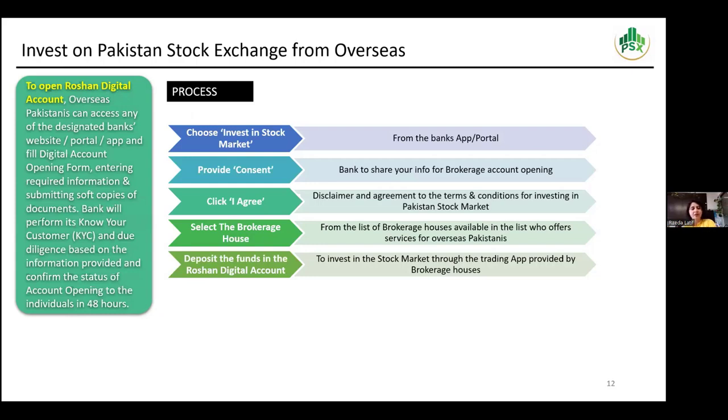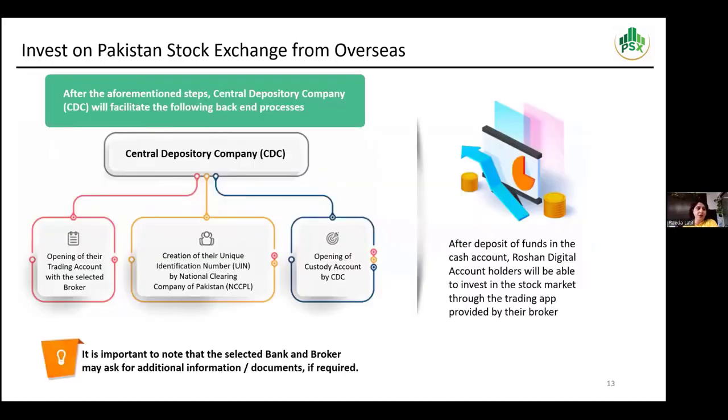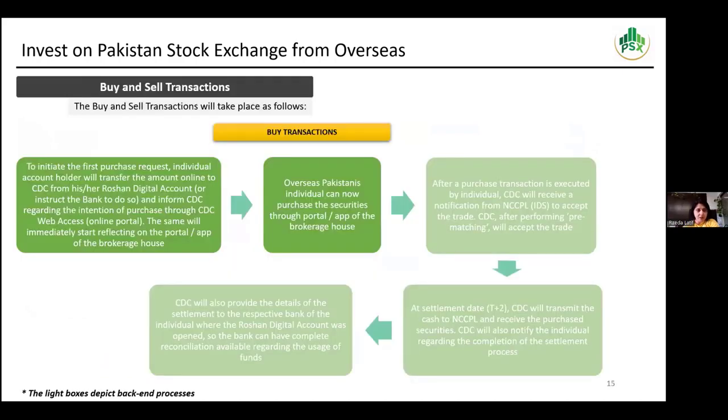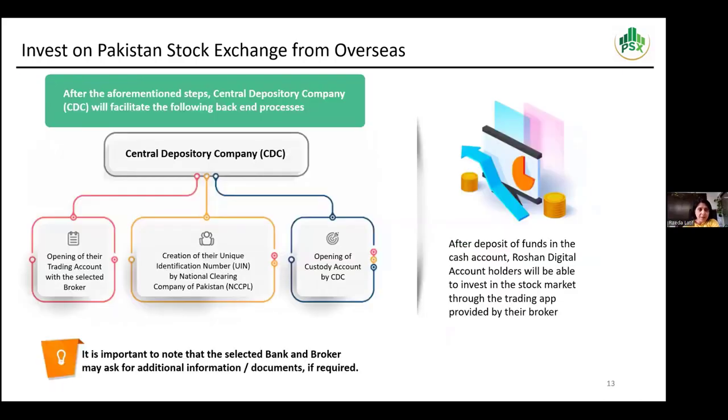Later, you will deposit money into your brokerage account trading app, which is provided by the brokerage house to you. Once your information goes to the brokerage house, at the back end, the CDC company takes all these steps.